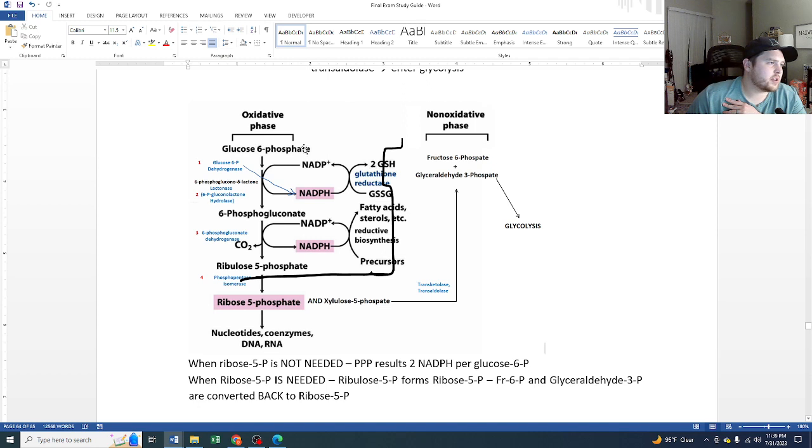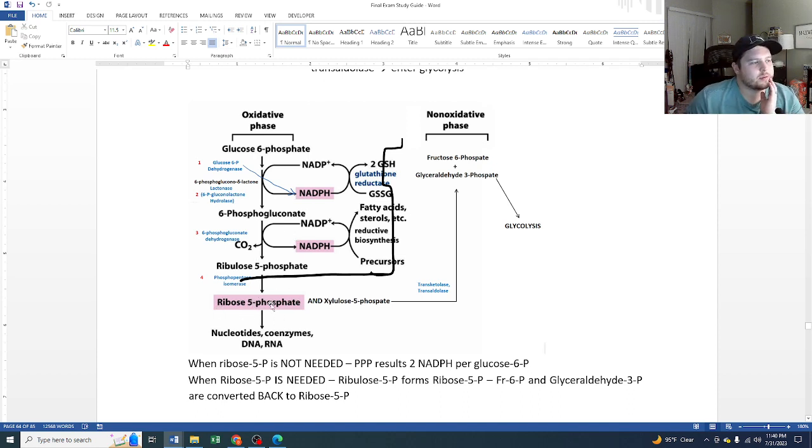So we have glucose 6-phosphate. We have our different enzymes that are going to act on it, and very similar to glycolysis, the dehydrogenase enzymes are going to take the NADP and form it into NADPH. Same thing happens here. Then we have ribulose 5-phosphate. If we think back, ribulose versus ribose. Remember, ribose was the name of the sugar. Ribulose is the ketone, and the ribose is the aldehyde, which we talked about before.